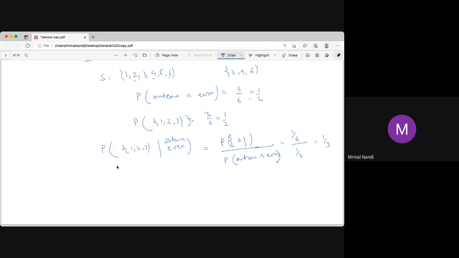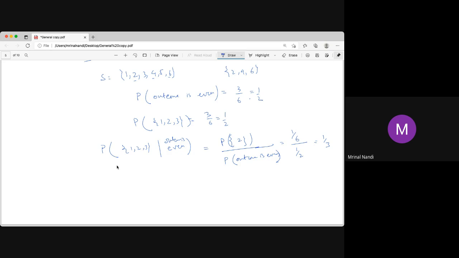But if your friend somehow knows that the outcome is even, that is extra information. You don't know whether it is 2, 4, or 6, but the fellow knows that it's even. This is the idea of the given thing, the conditional thing: your friend has extra information.